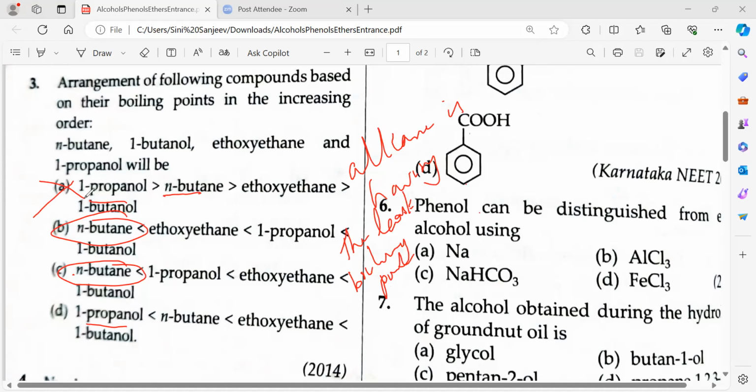What about option D? Again here, this should be in the last. But here also, this is gone because it's not the last. Because an alkane cannot have a boiling point more than that of an alcohol. Then it is always between B and C. Option A and option D are deleted. It is always between option B and option C. Correct?